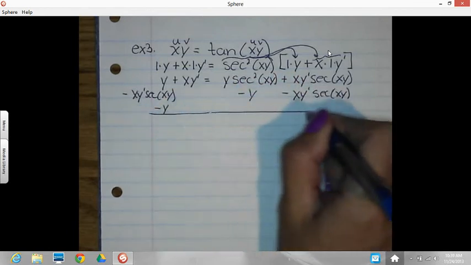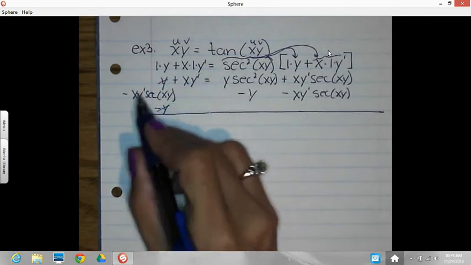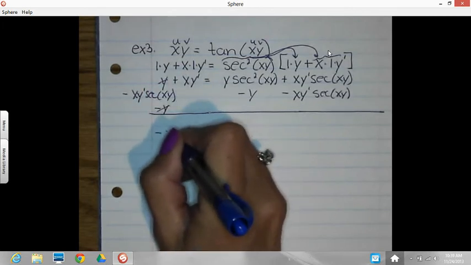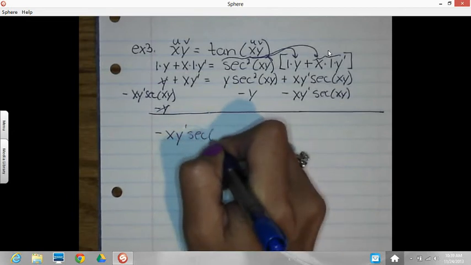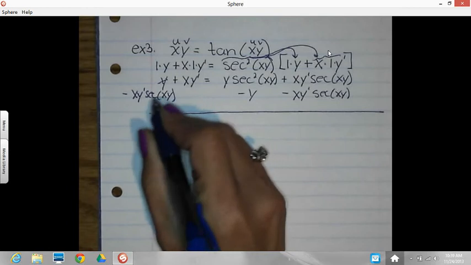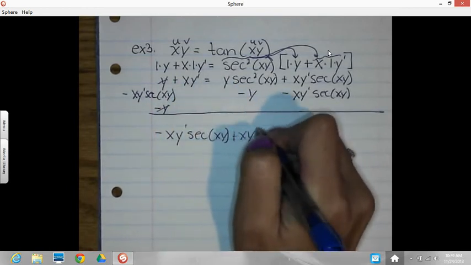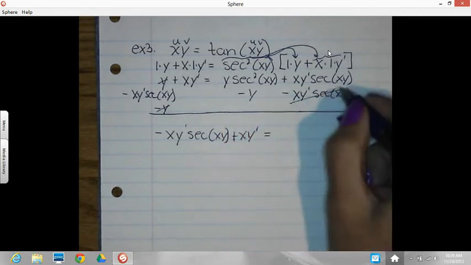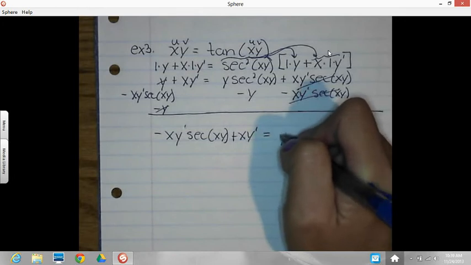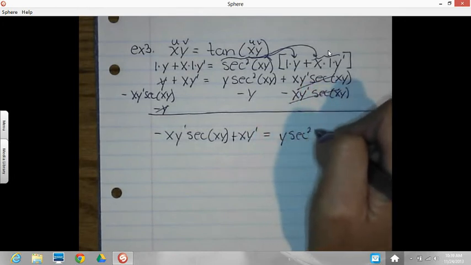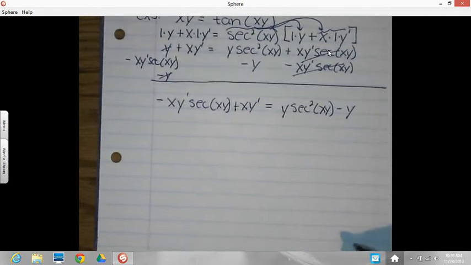So doing that, my y's cancel because I subtracted it. I've got this, negative xy prime secant of xy here plus xy prime. These are gone. I've got y secant squared xy minus y. Okay, isolated my y prime terms on the left.